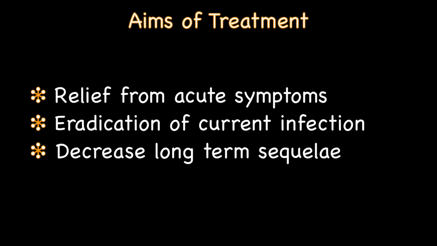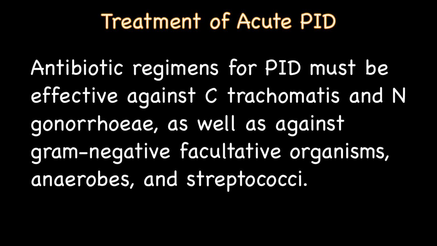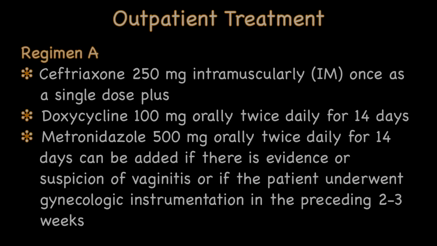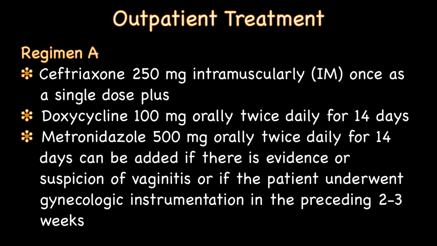Aims of treatment are relief from acute symptoms, eradication of current infection, and decrease in long-term sequelae of PID. The primary treatment of acute PID is medical. Antibiotic regimens for PID must be effective against Chlamydia trachomatis and Neisseria gonorrhoeae, as well as against gram-negative facultative organisms, anaerobes, and streptococci. CDC recommends different antibiotic regimens for outpatient treatment and for inpatient treatment.